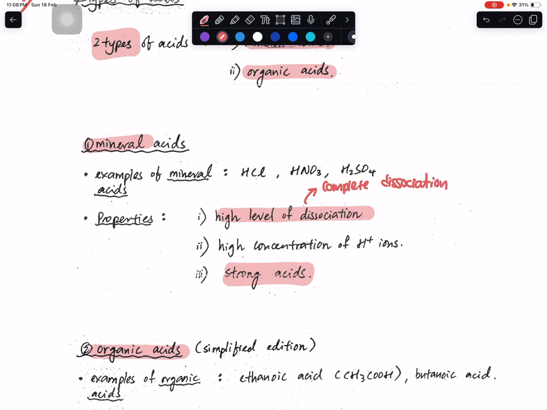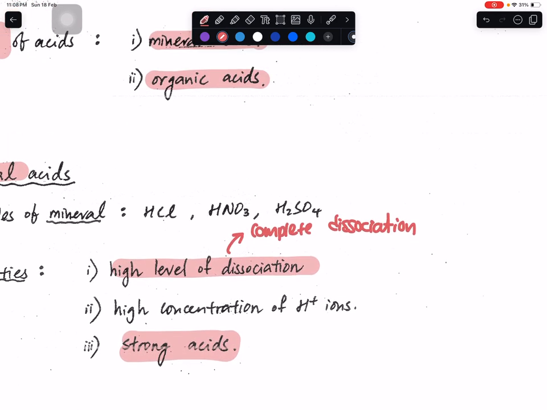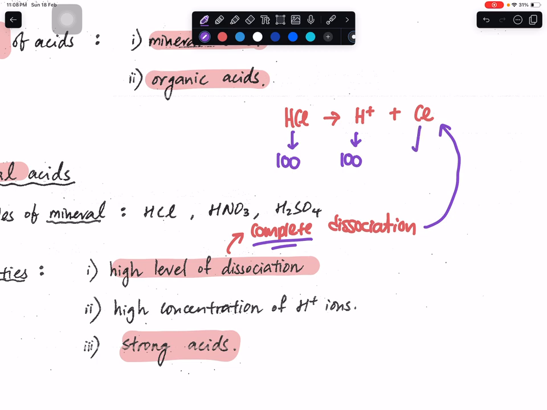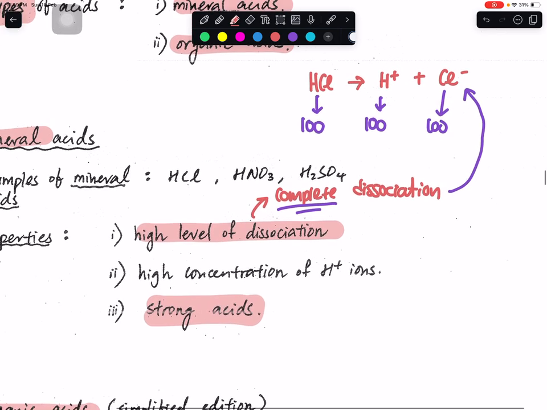So what do I mean by complete dissociation? Okay, so if you take any of the acids that is written here, so for example, HCl, HCl will dissolve in water to give me H plus and Cl minus. And this is what we mean by dissociation. But what do I mean by complete dissociation? So for example, if I have 100 HCl and you dissolve it into water, you will also get 100 H plus and 100 Cl minus. Okay? So this shows that 100% will dissociate to give you H plus. So because of this, your acids that are strong tend to have higher concentration of H plus ions.